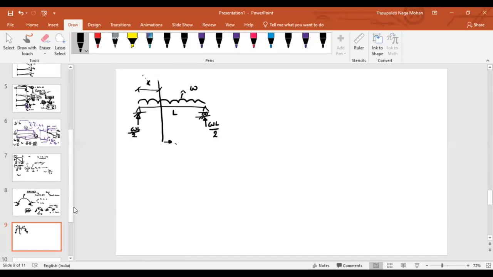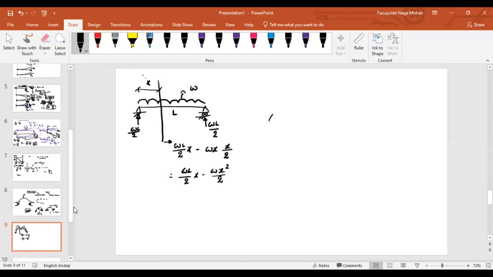What about the bending moment at that section? Because of this WL/2, what is the moment that will happen? WL/2 into X, minus the moment because of the applied forces. What is the bending moment at this section? Total load is WX, acting at X/2. So that will be equal to WL/2 times X minus WX squared by 2.